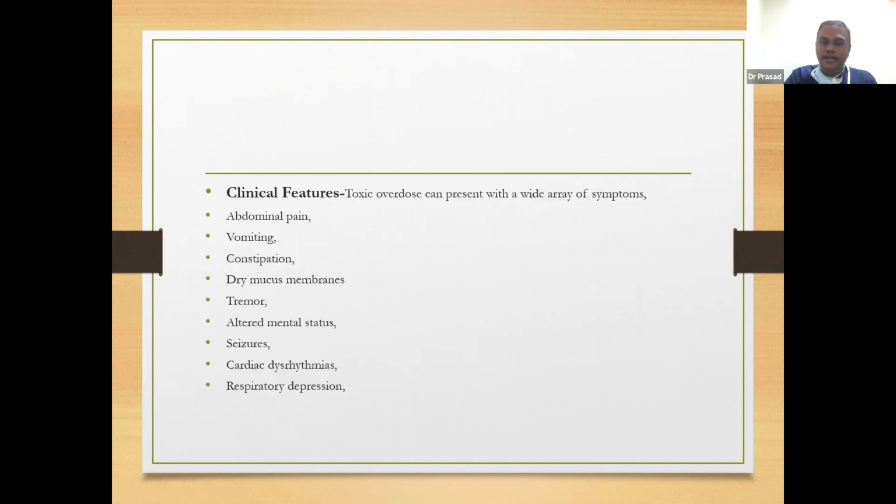What are the clinical features that you can find in drug overdoses or any poisonings? The toxic overdose can present with a wide array of symptoms like abdominal pain, vomiting, constipation, dry mucous membranes, tremor, altered mental status, seizures, cardiac dysrhythmias, and respiratory depression. So someone presenting to your emergency with any or all of the above given features, with unexplained background pathophysiology, you should always suspect drug overdose or poisoning.